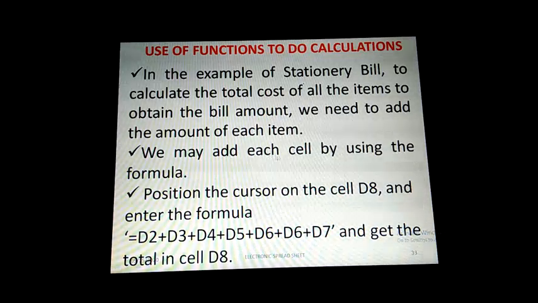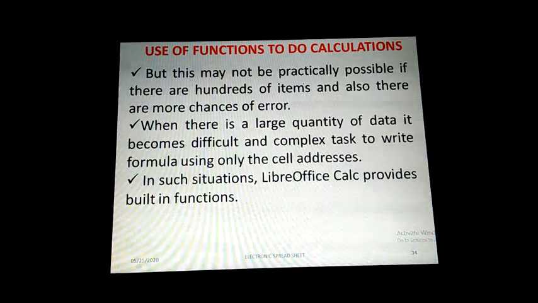So we may add each cell by using the formula. Position the cursor on the cell D8 and enter the formula like this in order to get the grand total in cell D8. This may not be practically possible if there are hundreds of items, and there are also more chances of error. Even if we miss one item amount, the grand total will be wrong.